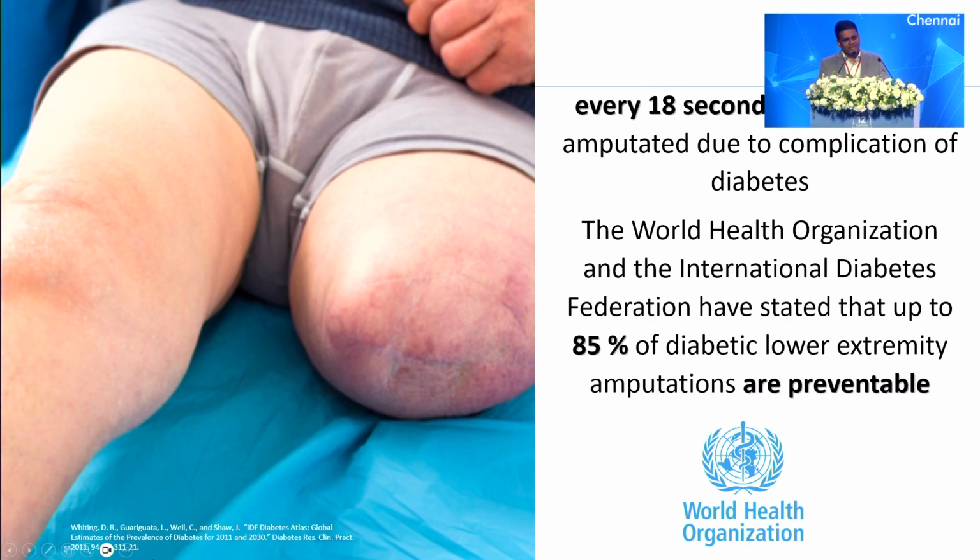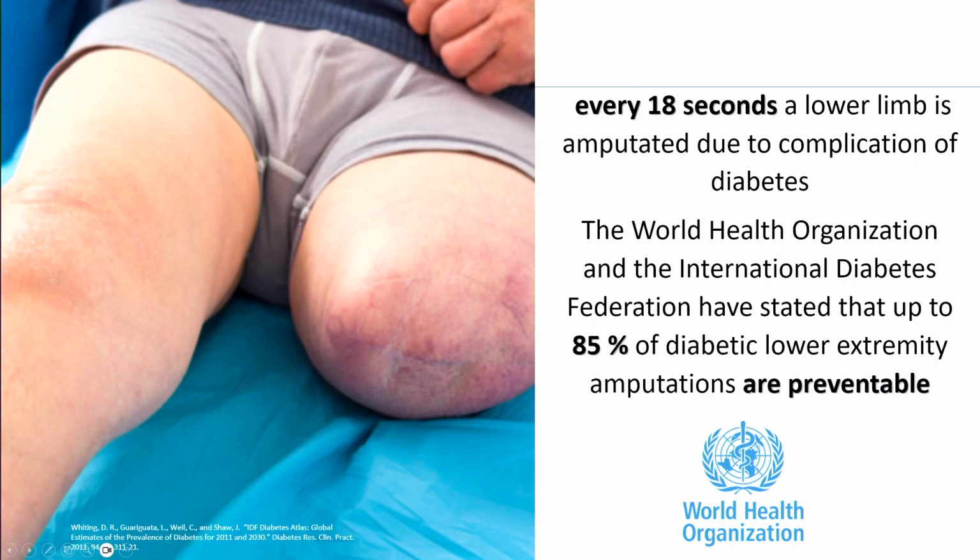Every 18 seconds there is a lower limb amputation due to the complications of diabetes. WHO and the International Diabetes Federation stated that up to 85% of lower extremity amputations are preventable. So please, let us act early and prevent diabetes-related amputations.